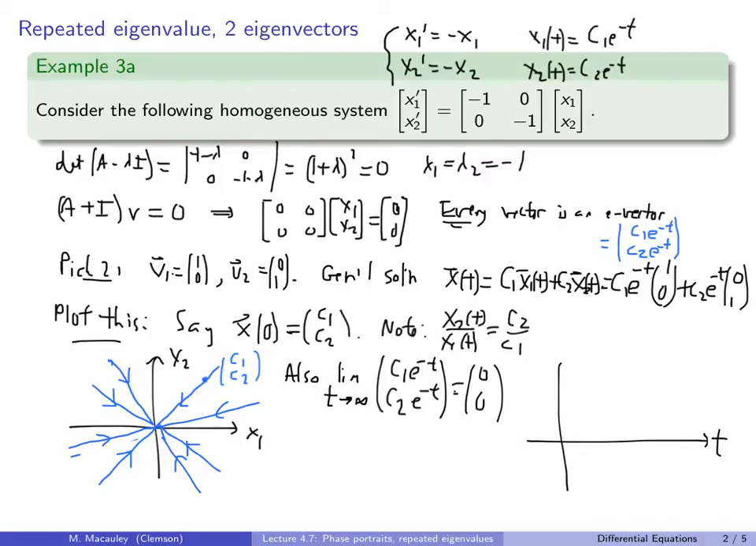So this is my x1 and this is x2. And we know what these things look like. These are exponential functions that decay to 0, or limit to 0. So this is the phase portrait. And then these over here, this is the component plot.